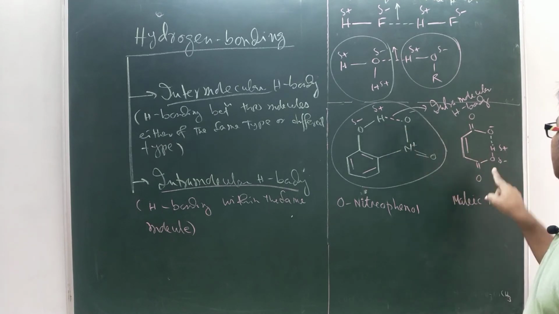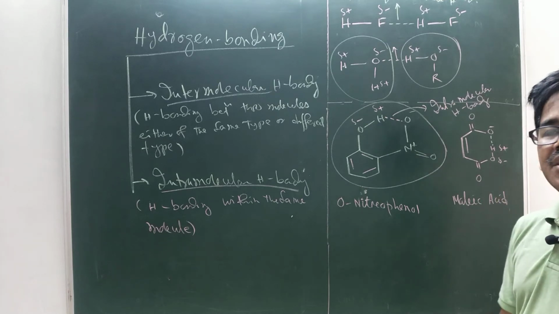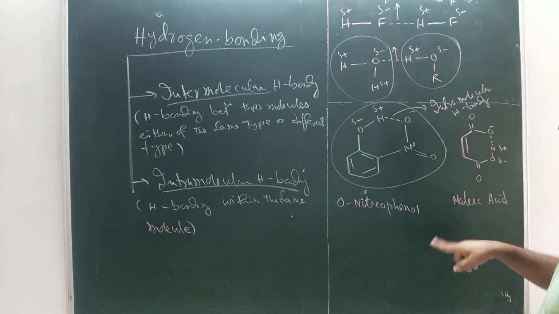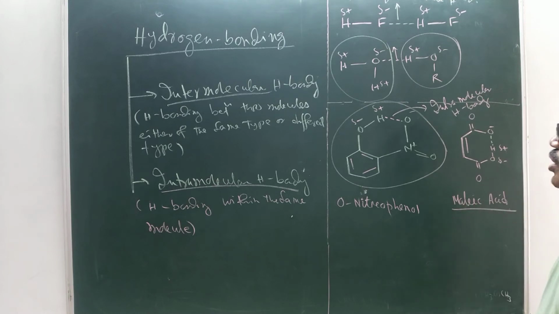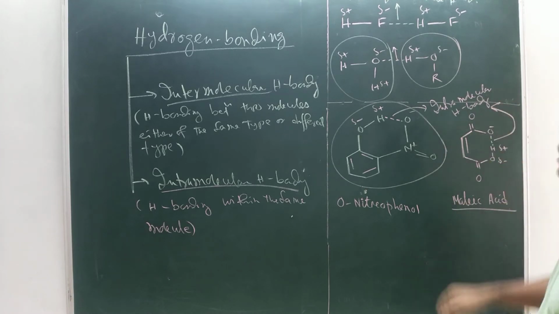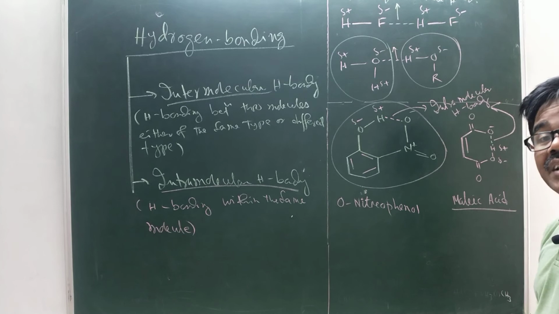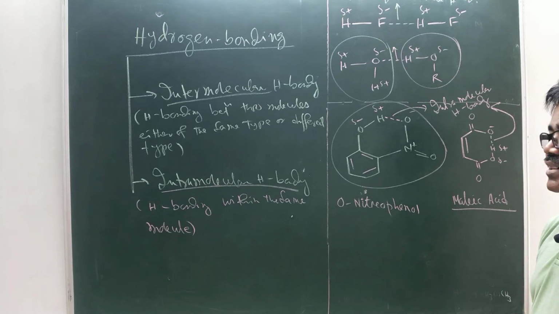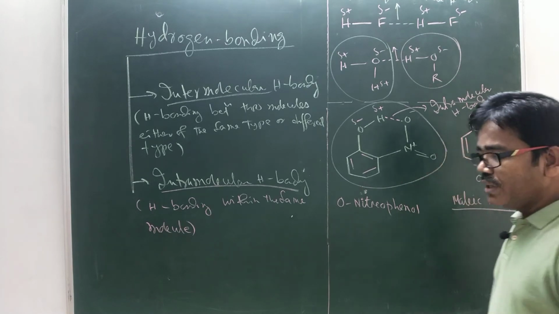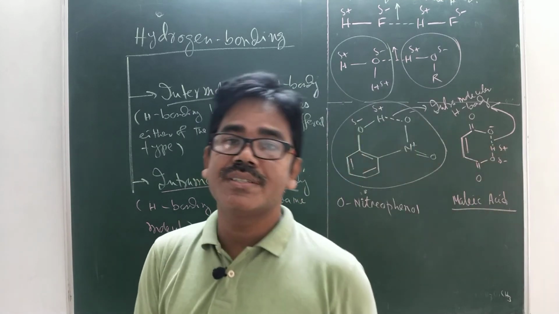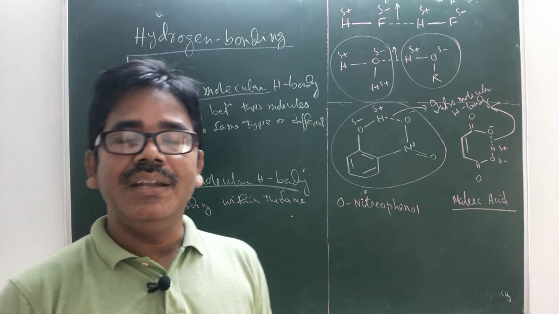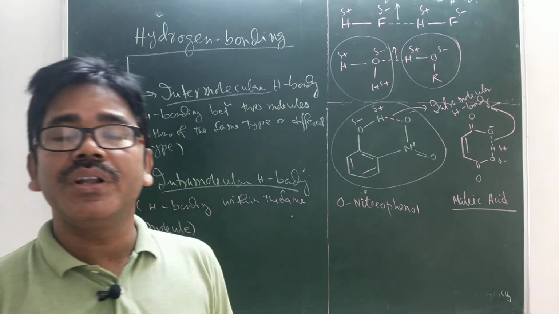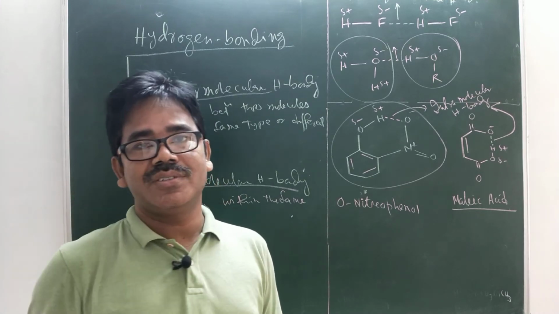Similarly, if I consider this molecule, it is nothing but the salt of maleic acid. Here oxygen is minus, hydrogen is plus. This is called intramolecular hydrogen bonding. Intramolecular hydrogen bonding means hydrogen bonding that occurs within the same molecule. And intermolecular hydrogen bonding means hydrogen bonding that occurs between two molecules.